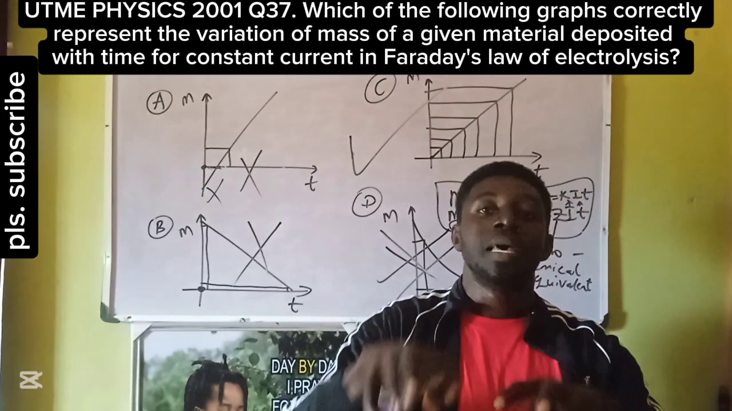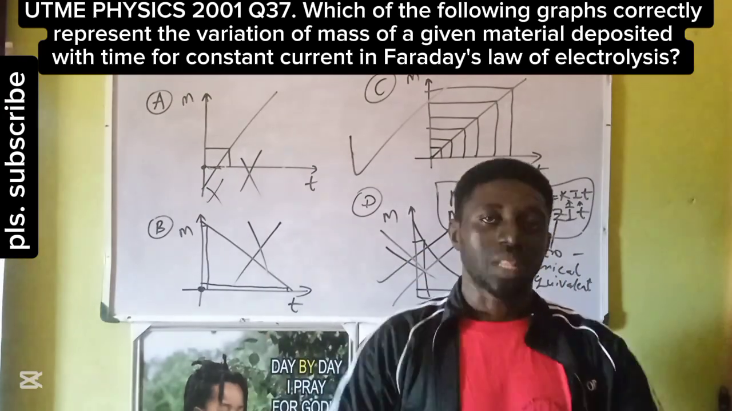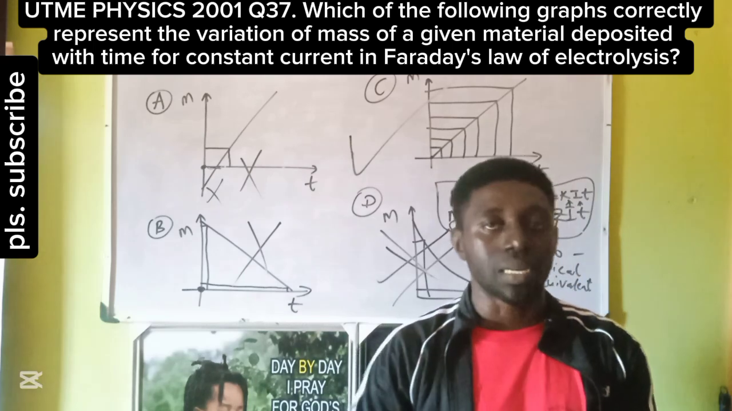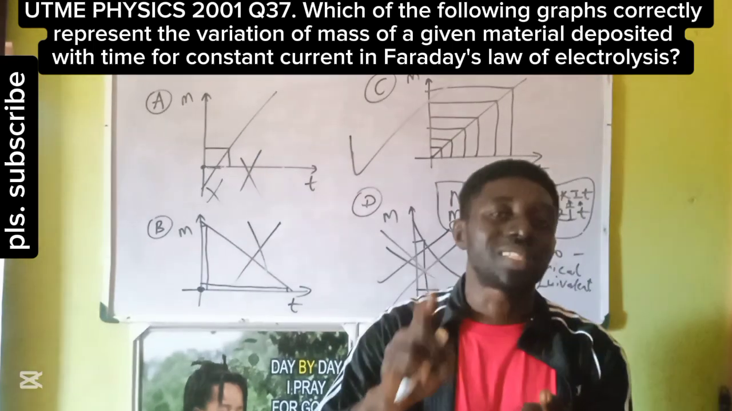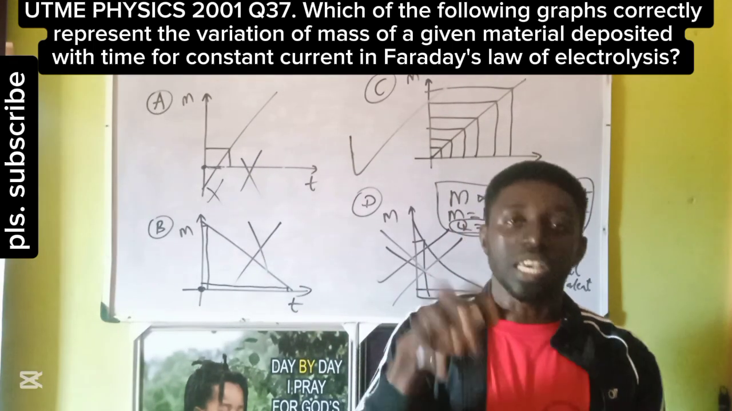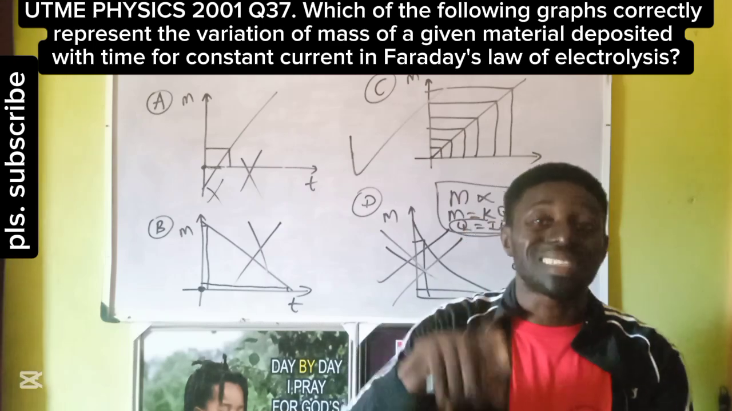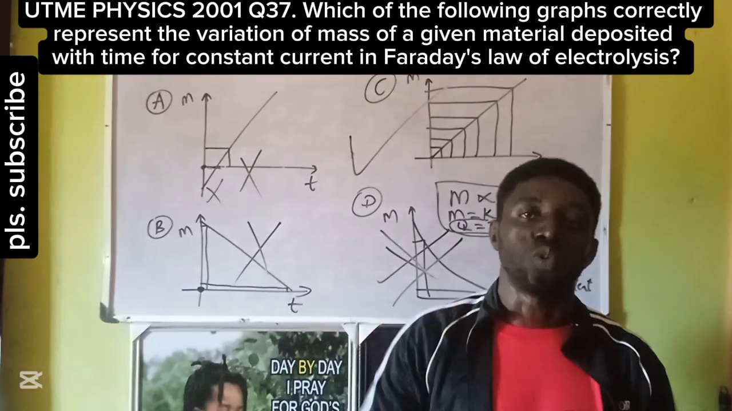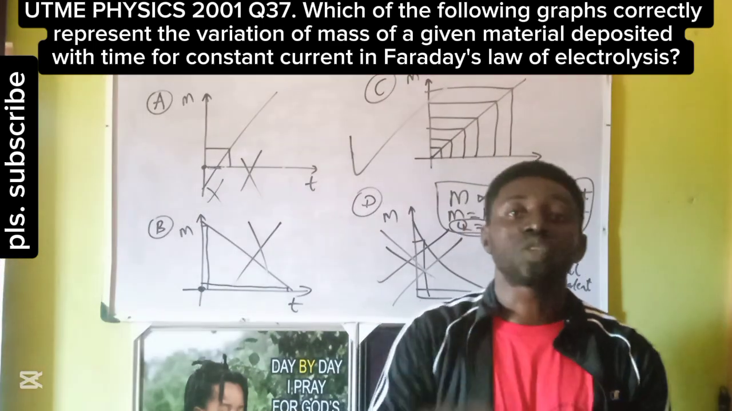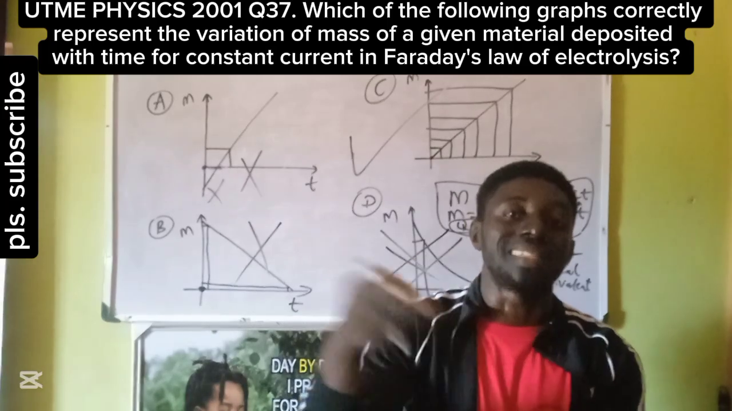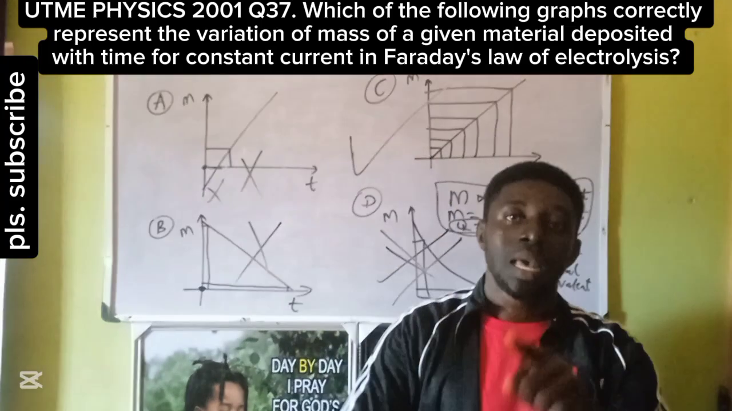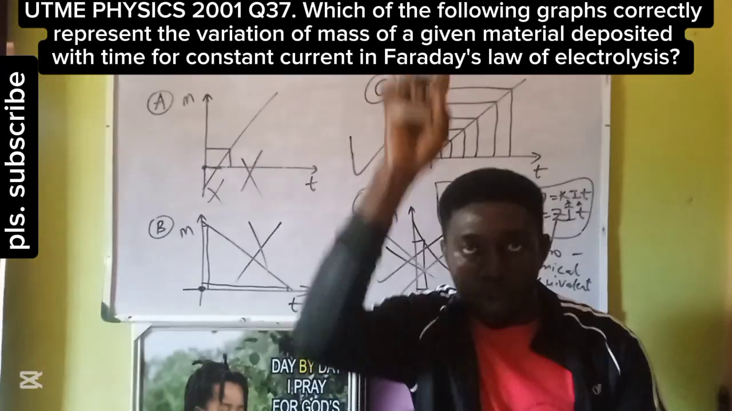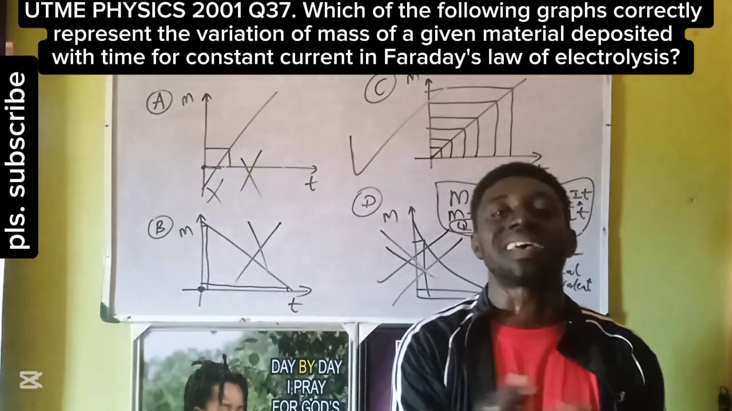Recall, the mass liberated in an electrolytic cell is proportional to the quantity of charge supplied to the electrolytes. And this quantity of charge is the same thing as current and time. That means higher time, higher current implies higher quantity of charge, and we'll have a greater mass liberated.